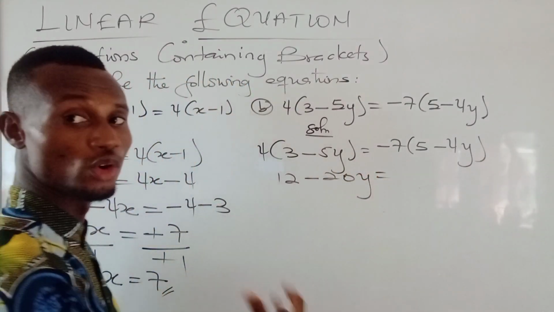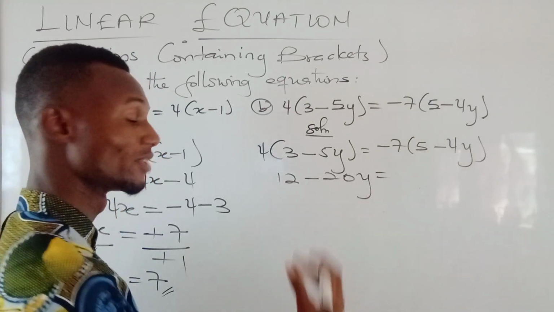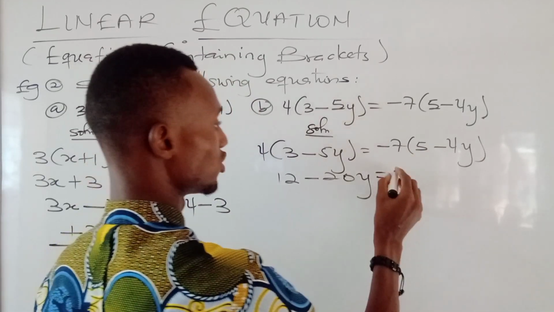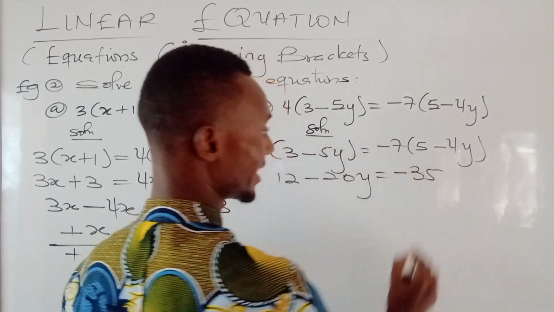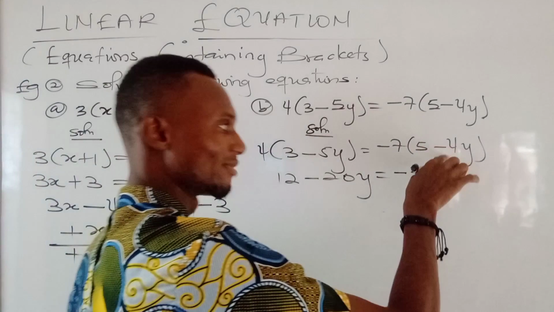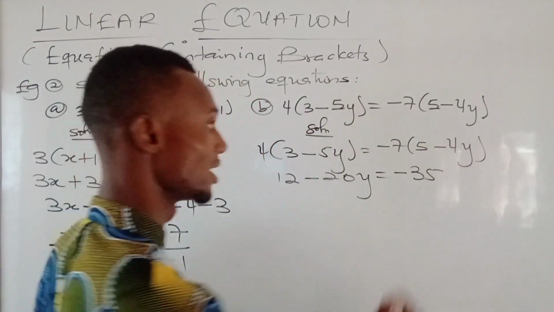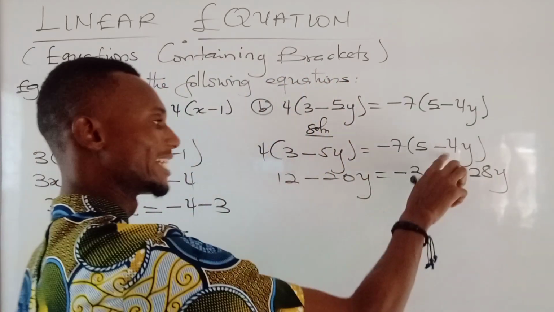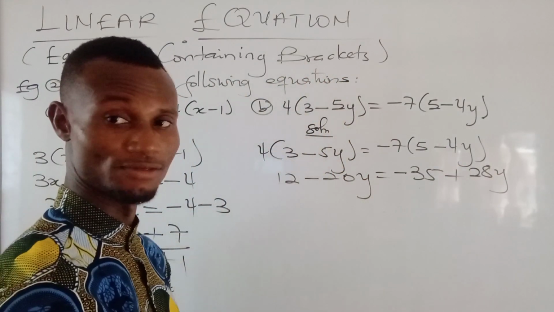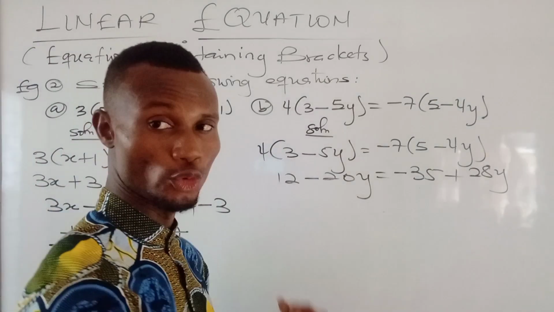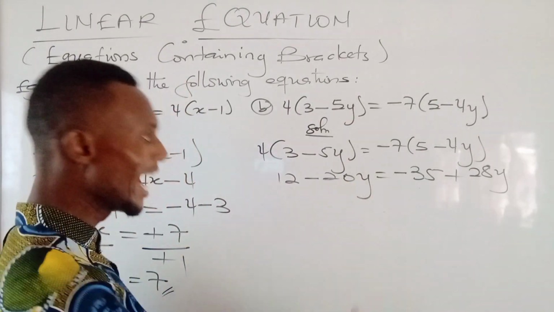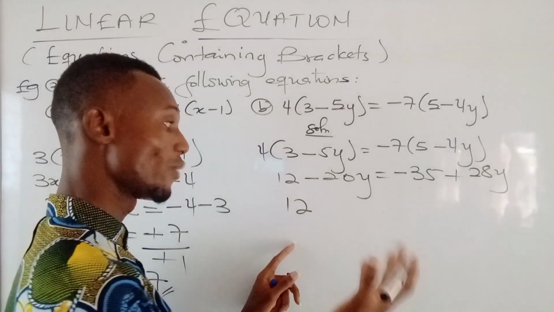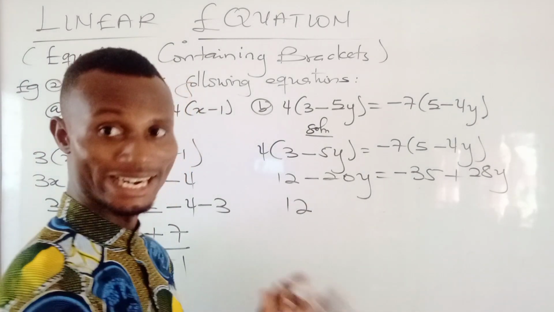The -7 will also open its brackets by multiplying each term in the bracket. So -7 times positive 5 here, to give you minus 35. And the -7 times the minus 4y will give me positive 28y, because when negative and negative multiplies, it becomes positive. Now from here again we group like terms. So I will choose to maintain the 12 here.